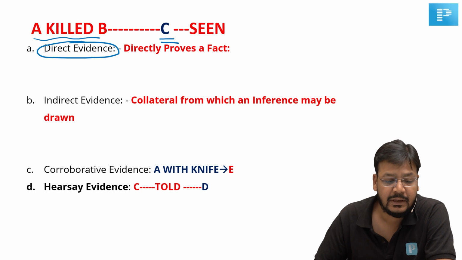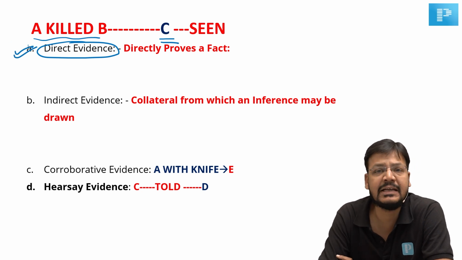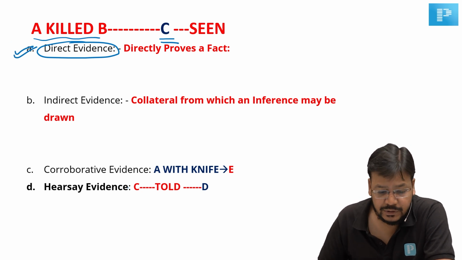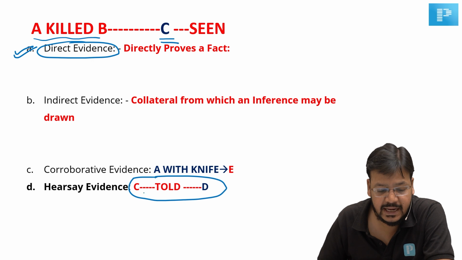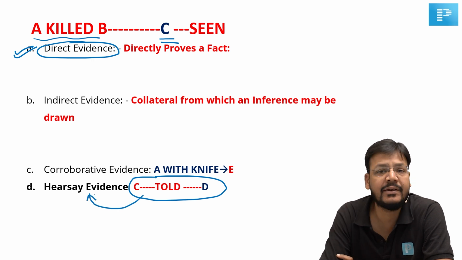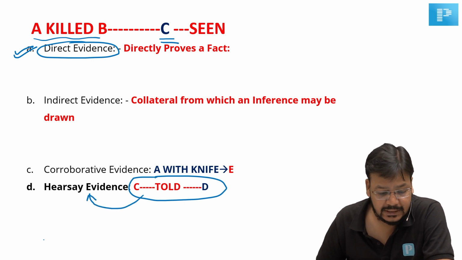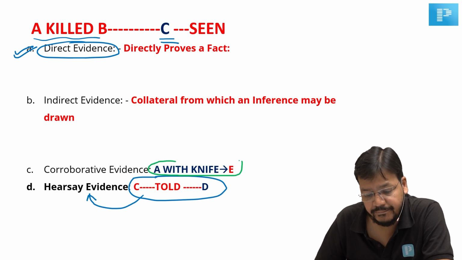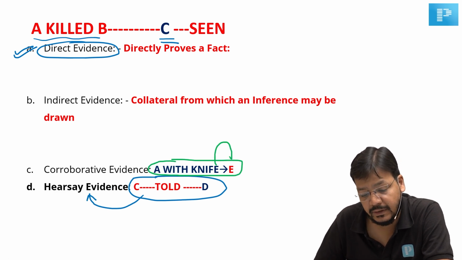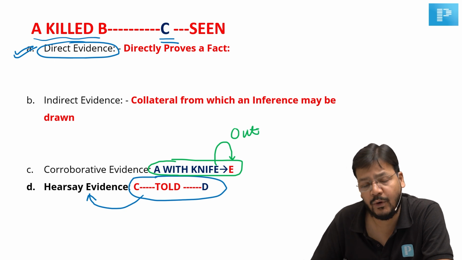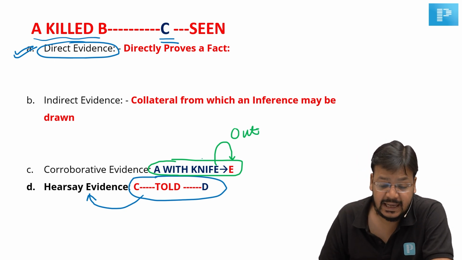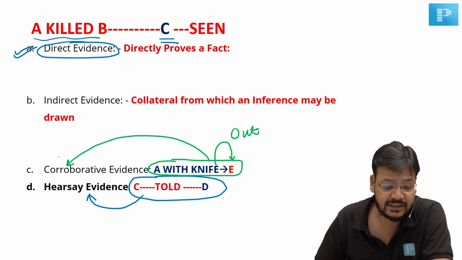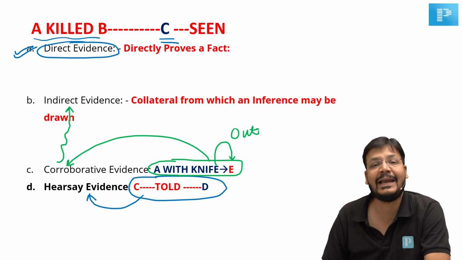A killed B. C has seen the crime. C is direct evidence. Now C told this story to D. D is hearsay evidence. Now the third, very, very important: A came out with a knife and E has seen that. E is corroborative evidence. Corroborative evidence is indirect evidence.